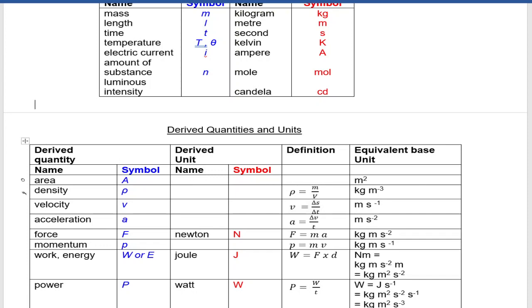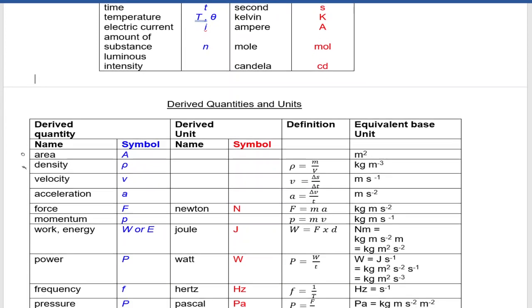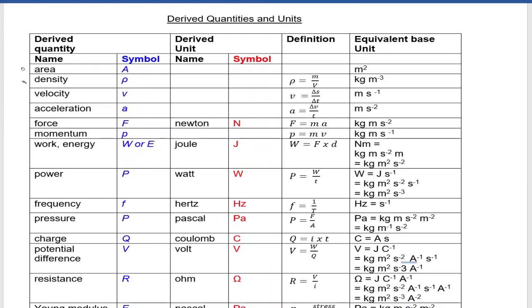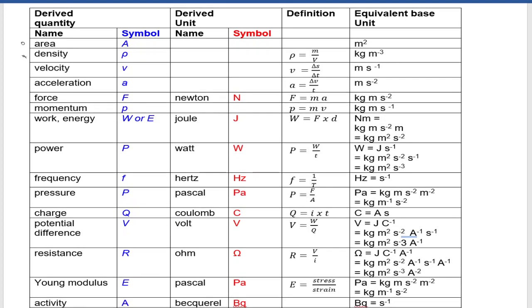Now, I need to stress that you need to memorize all these formulae that are used in the AS syllabus. So these you need to know by heart. Density rho, mass over volume, velocity, delta S over delta T, that's change in displacement per unit time. Acceleration, change in v per unit time. F, the force, mass times acceleration.